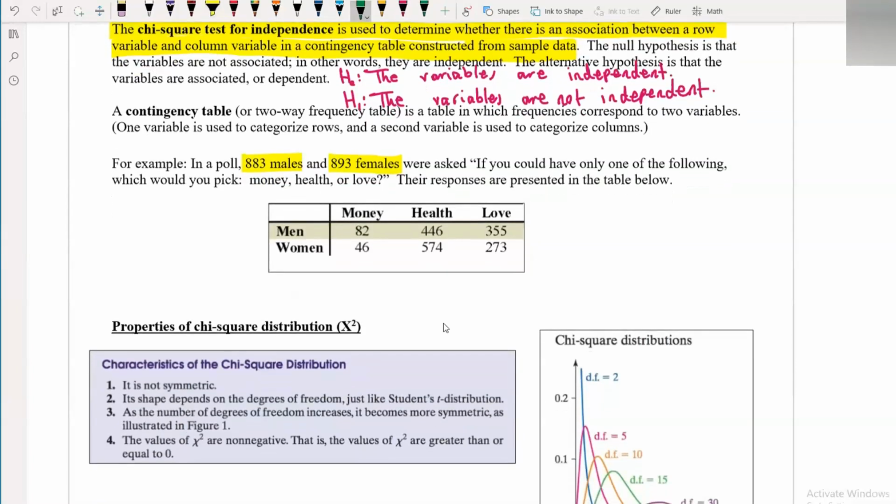In case you didn't have these two numbers given, we can find them by adding what we have on the first row. 82 plus 446 plus 355 is equal to 883. This is the total for male. And adding these 3 numbers, the sum is equal to 893. This is exactly what we have here.